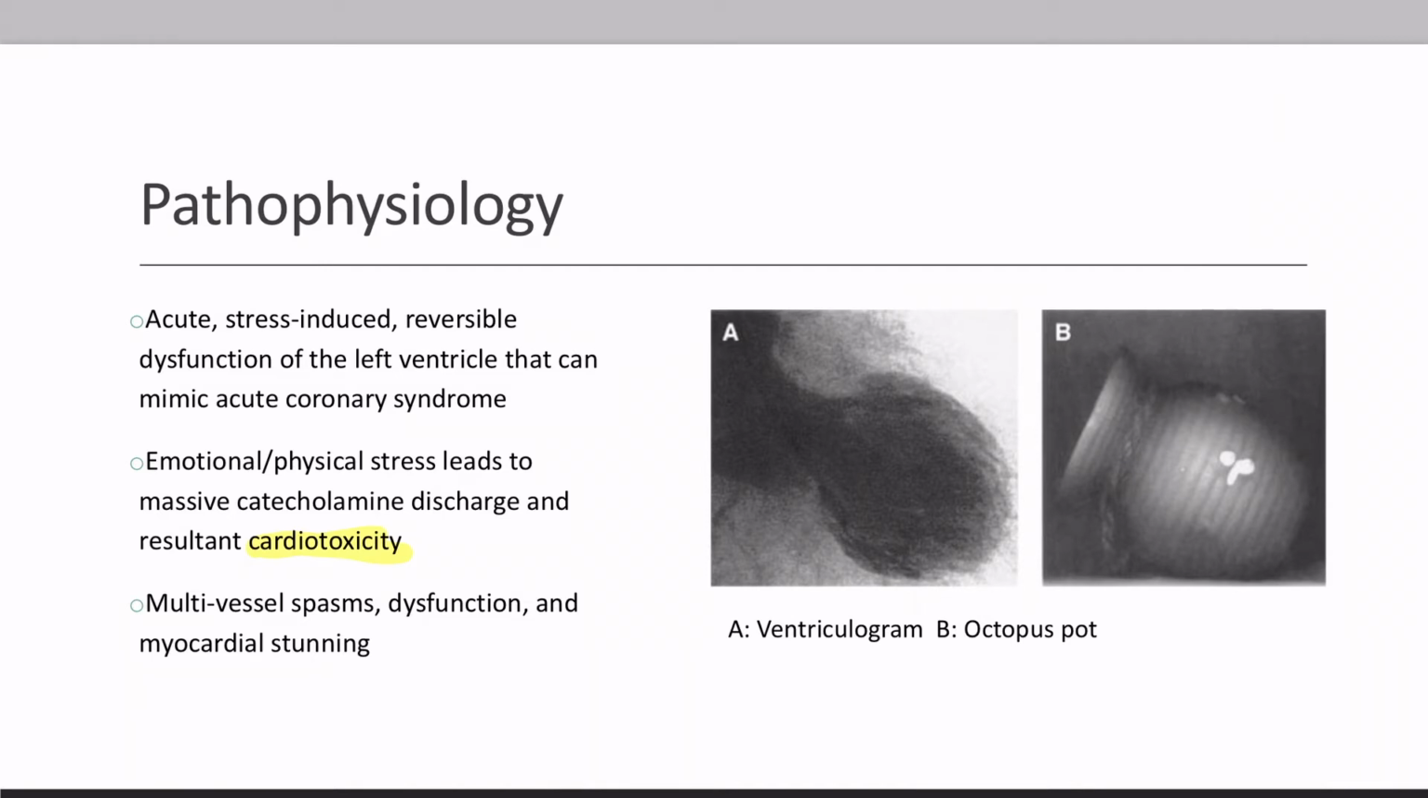And then here we can see on the right side, in the ventriculogram, this outline that looks like a pot, and this is what the actual pot looks like. So you can see the similarities there. It's very similar looking.